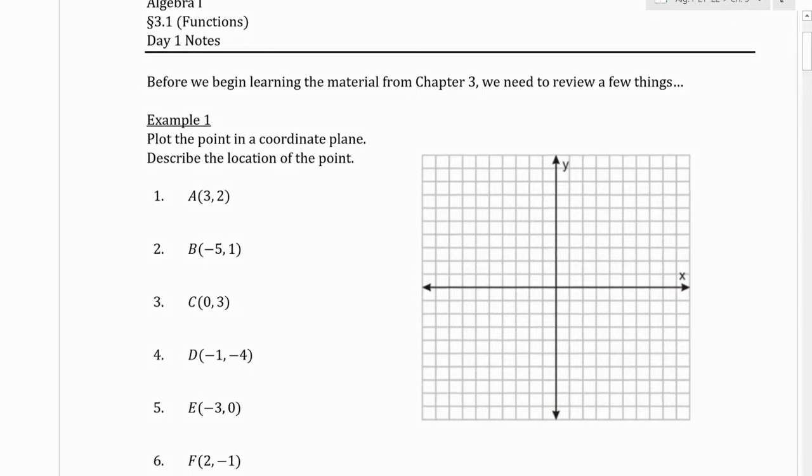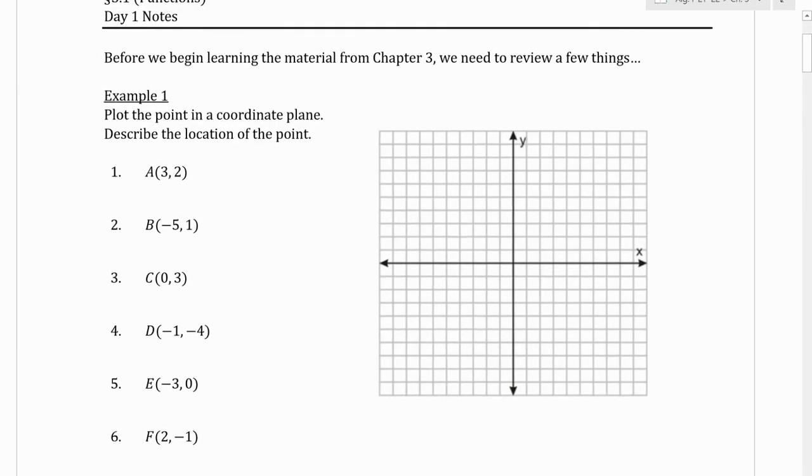All right, starting chapter 3 today. Part of what you've got to know is things you learned in the past to do chapter 3. You got to learn how to plot a point. And remember, your x-axis is your horizontal axis, y-axis is your vertical axis.